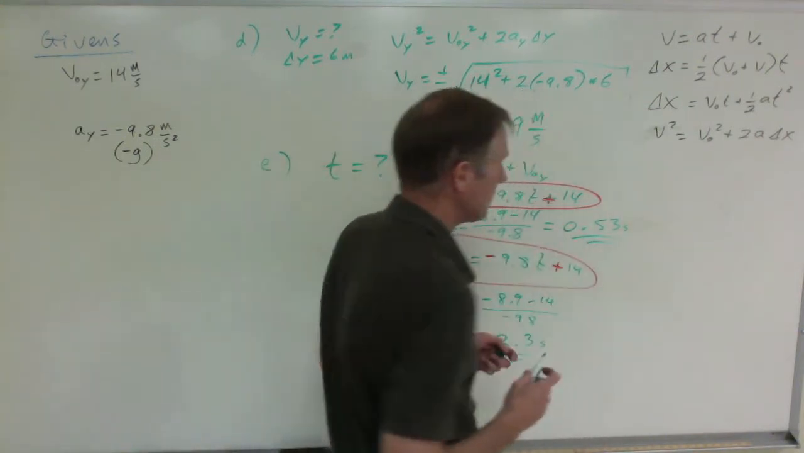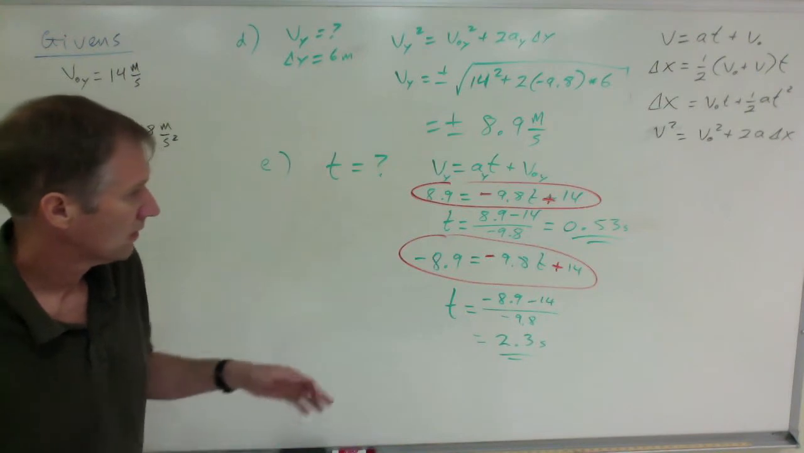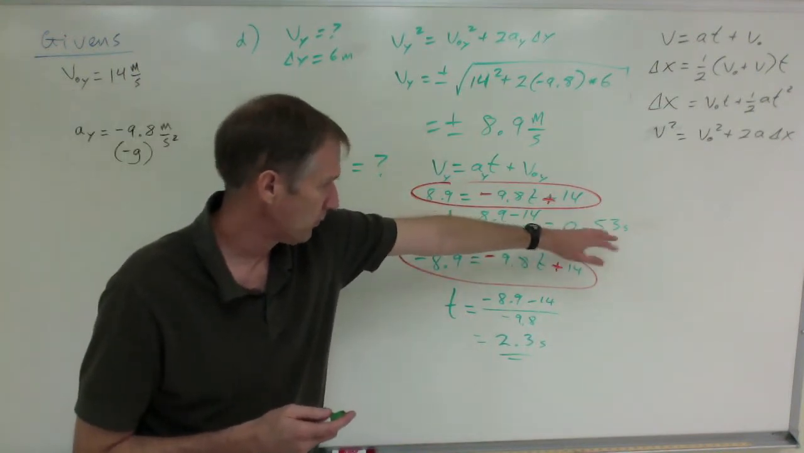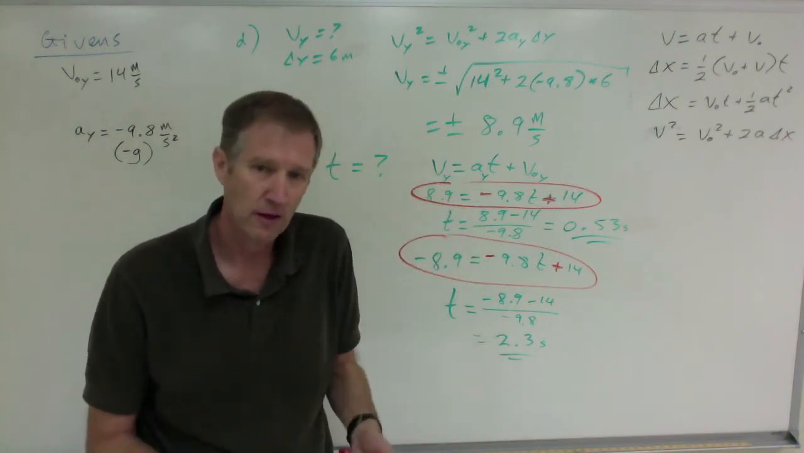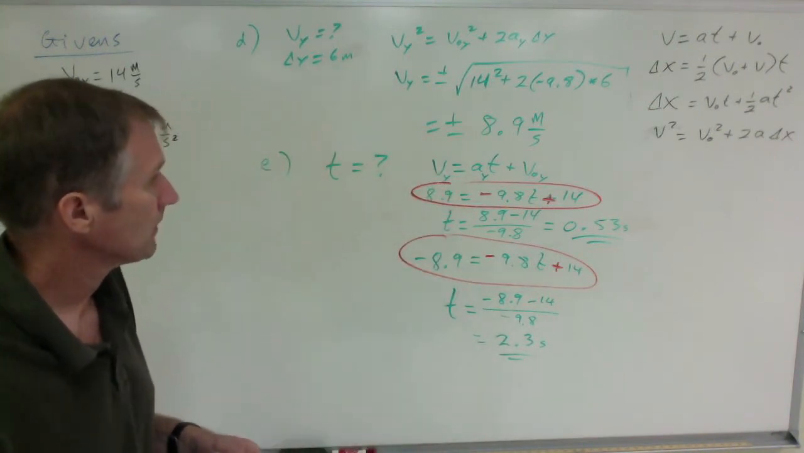So it passes through the 6 meter position twice. After half a second, 0.53 seconds has elapsed, and then after 2.3 seconds has elapsed. And then it comes further down and I catch it. Okay. Well, that was fun.